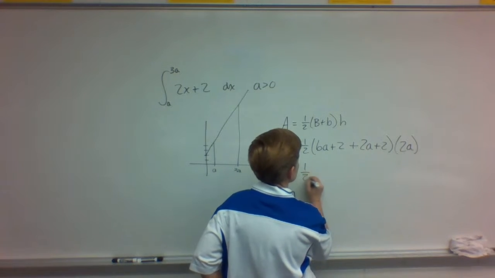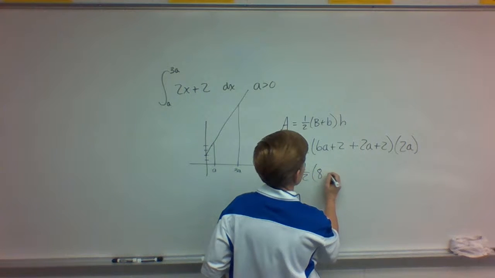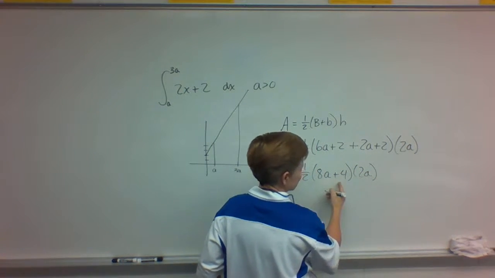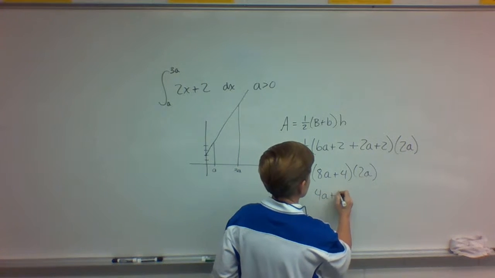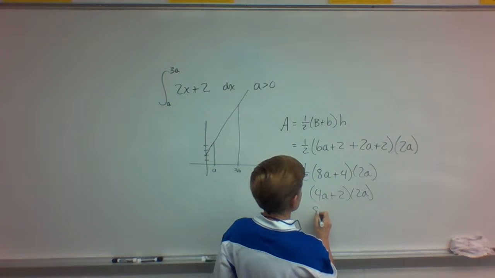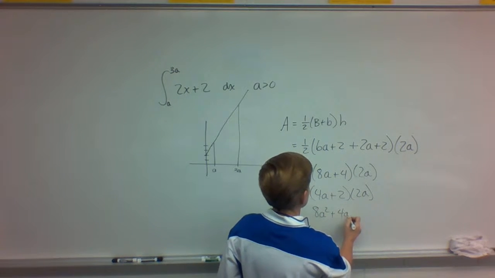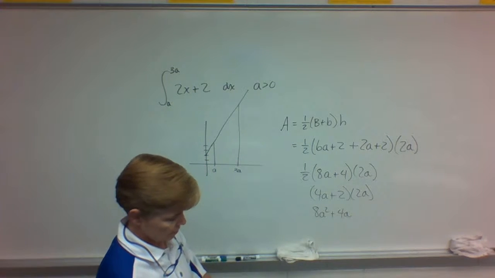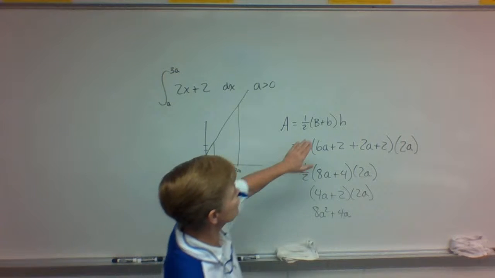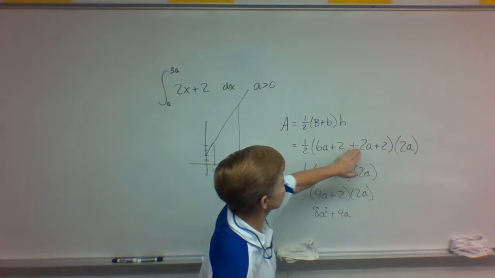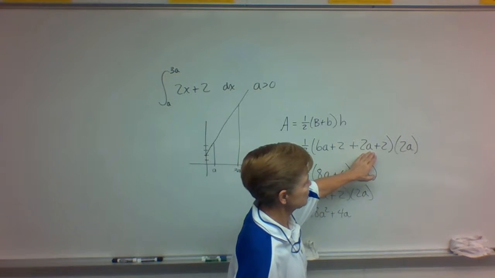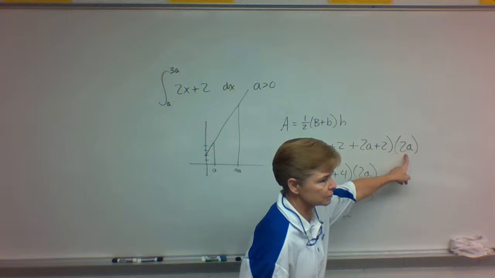So I'll leave my 1/2 out here. Inside I get 8a plus 4 times 2a. Half of each of these things is 4a plus 2 times 2a. Distributing 2a gives me 8a squared plus 4a. You see that? It's not too bad if you remember this and if you know how to find these values in terms of a. These are function values. This is the difference between the x's, which are a's.